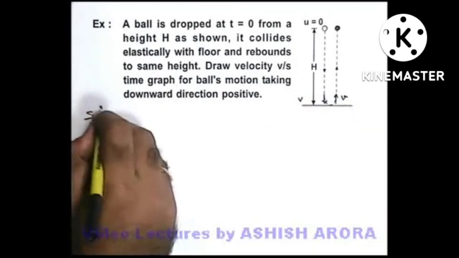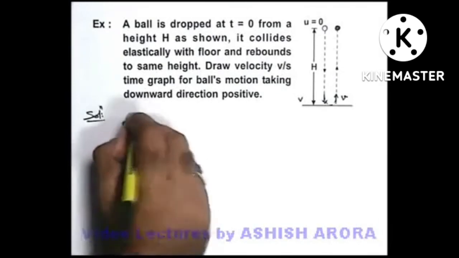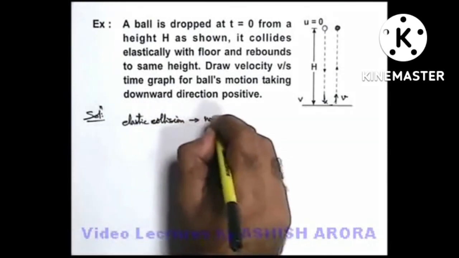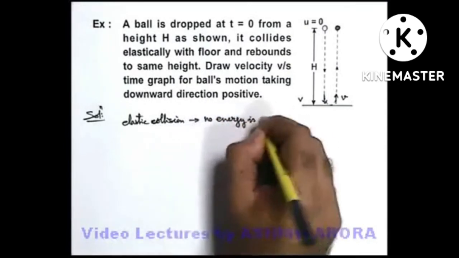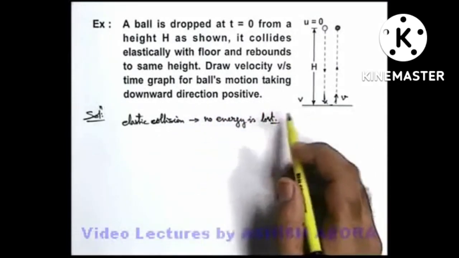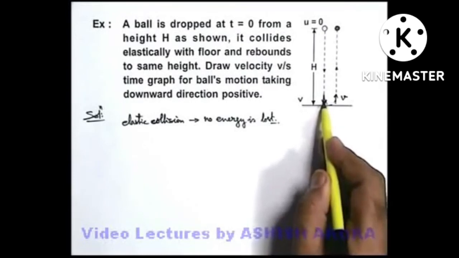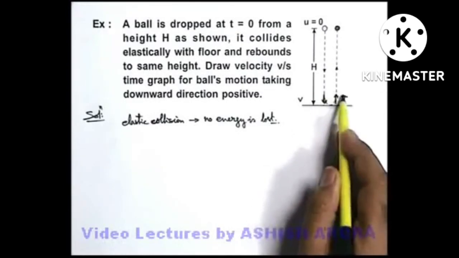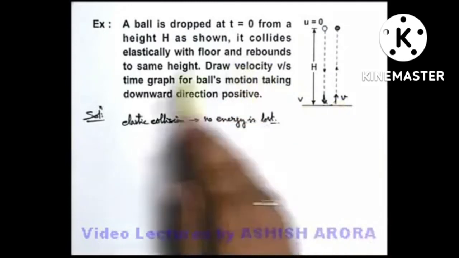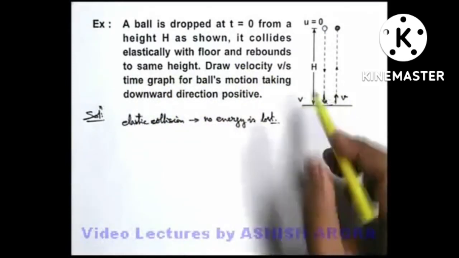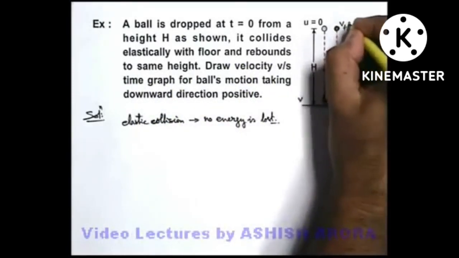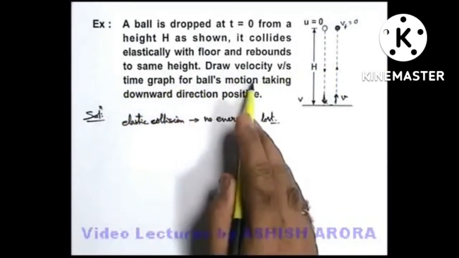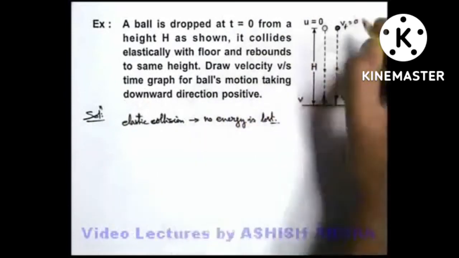You just always keep in mind one thing. When we talk about elastic collision, no energy is lost. Always keep this thing in mind. The kinetic energy with which a ball strikes the floor, with the same kinetic energy it rebounds. That means the speed remains the same, only the direction of velocity changes, and it rebounds to the same height. Obviously, if the velocity is the same, it will be able to reach the same height where the final velocity will again become 0. We are required to draw the velocity versus time graph for the ball's motion, taking the downward direction positive.